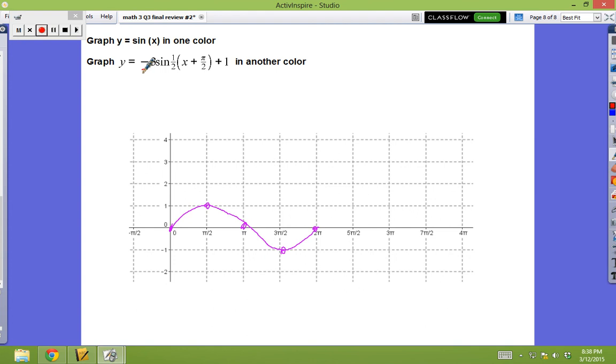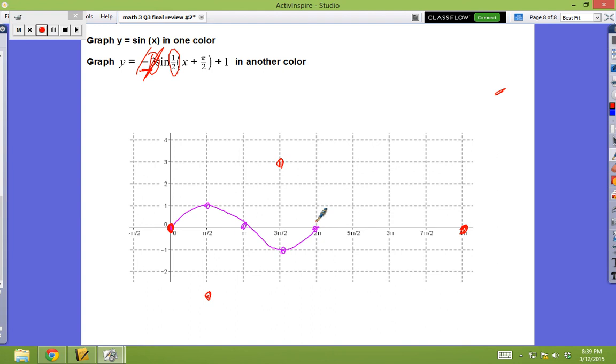So a negative, that's going to flip everything upside down. 3 is my amplitude. So instead of coming up here to 3, it's going to be flipped. So it's going to be down here at -3. And this one is going to be up here at +3. Okay, so my amplitude and the flipping is done. Okay, the 1/2, we just saw that. It's going to stretch it out. So my starting dot is going to be at 0, but my ending dot is going to be at 4 pi.